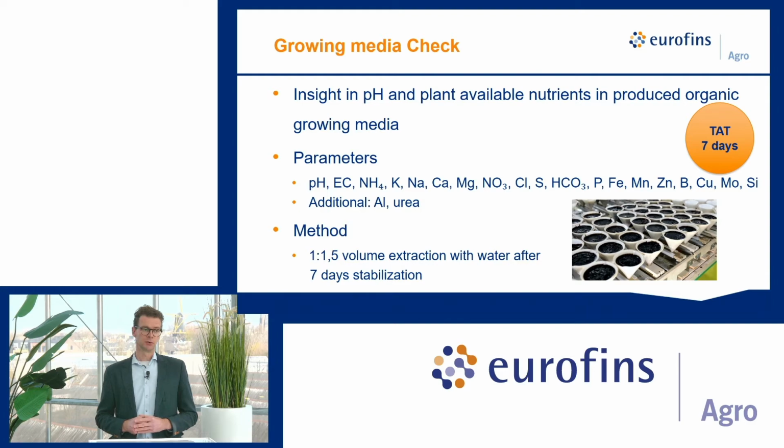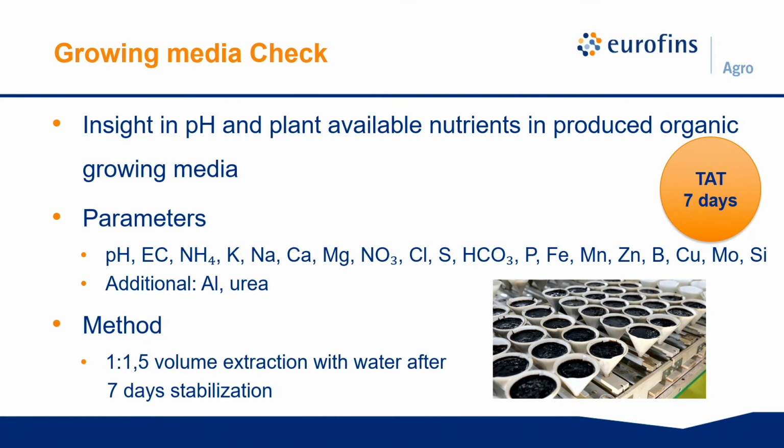The method is the same as the potting soil check: 1 to 1.5 volume extraction with water after 7 days stabilization. So we moisten the produced growing media, store it for 7 days and analyze it after 7 days to get a stable pH.